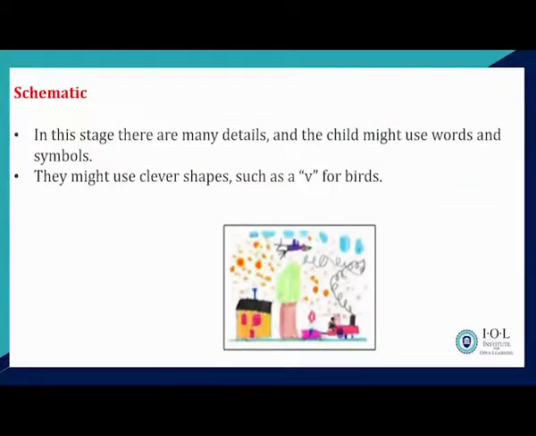Semantic. In this stage, there is more detail. If we look at the picture, we can see there is a car, and steam is going out of the chimney. There is a house, there is a roof. The roof has been painted black. There are windows, there are doors. So this is a clearer one. And they might use clever shapes such as V for birds, etc.